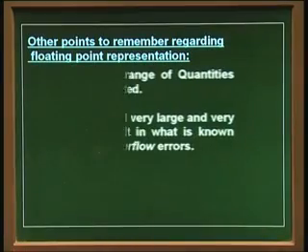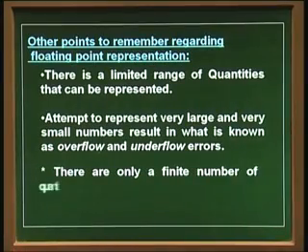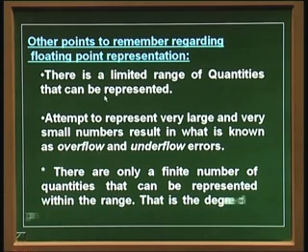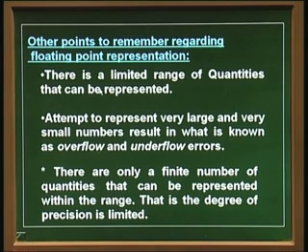Okay, so what are the other points to remember on the floating point representation? There is a limited range of quantities that can be represented, extremely important. If you go less than the smallest positive number possible, you will get underflow. If you go larger than the number which is possible to store, you get an overflow. And apart from that, even within this range, there is only a finite number of quantities that can be stored. I am repeating, this is extremely important.